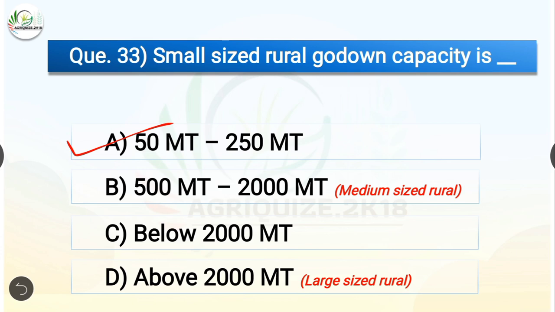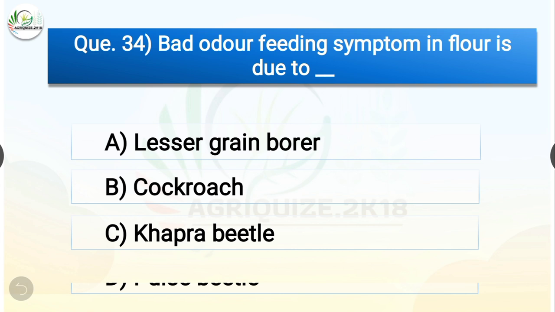Question number 34. Bad odor feeding symptom in flour is due to dash. The options are lesser grain borer, cockroach, khapra beetle, or pulse beetle. The correct answer is option B, cockroach. So bad odor feeding symptom in flour is due to cockroach.